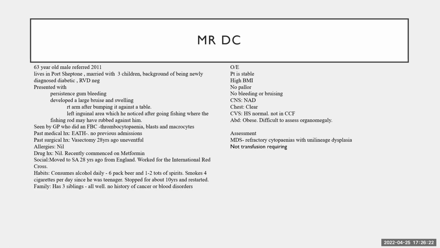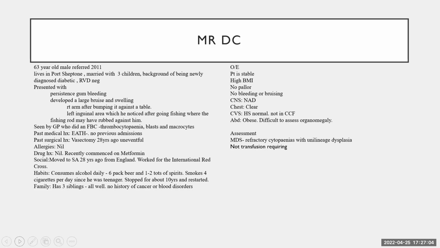He then sought help from his general practitioner, when a full blood count was done and showed thrombocytopenia, blasts, and macrocytes. However, this was not sent to us to see what percentage of blasts there were. Of note, he had previously had a vasectomy 28 years ago, which was uneventful, and was currently on metformin. He had moved to South Africa from England. He did have a very strong alcohol history, drinking daily about six-pack beers and 1 to 2 tots of spirits, and smoked about 4 cigarettes per day since he was a teenager, however stopped 10 years ago and restarted.